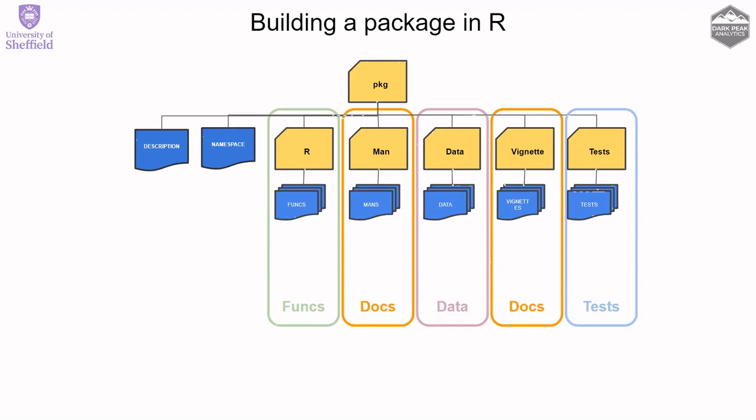So your man folder might document what each function is doing, but then your vignette folder would be a broader, higher level, this is what I'm trying to achieve by putting all these functions together. So essentially your model documentation. And then a test folder containing tests.